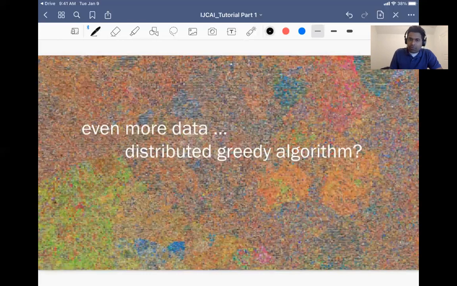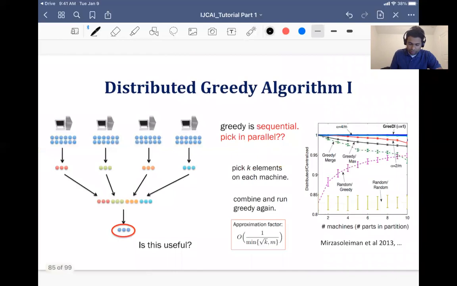Okay, so now we will look at the second setting, which is distributed greedy. Imagine you have massive amounts of data, of the order of, say, 1 billion to 100 billion. So how do you handle data sets of this size? Obviously this data cannot fit into a single machine, so you have multiple machines.